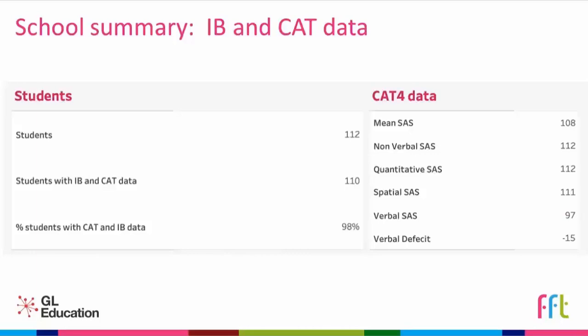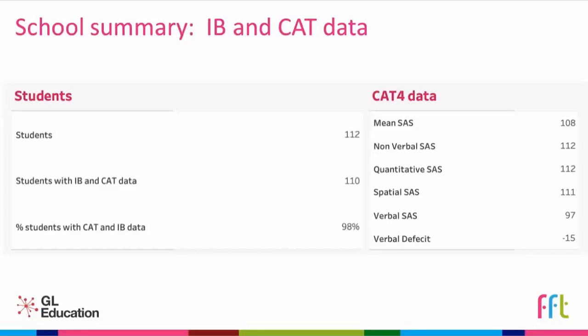To start with, we give you a summary of the students that are included in the analysis for each individual year. So in this case, for this school, they provided data for the academic year for 112 students taking the diploma, and we've been able to find matched CAT data for 110 of those students. So almost all of the students have both some CAT data and IB data.